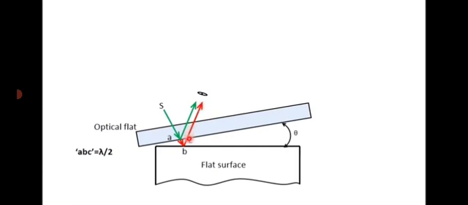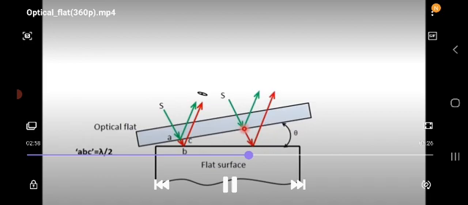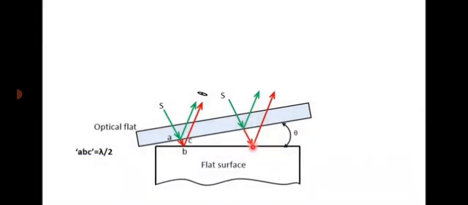Next, consider another light ray from the same source S falling on the optical flat at a small distance from the first one. This distance is very small; here I have drawn it far apart, but actually it is very small. Again some part of this ray is reflected from this point, and some is transmitted and then reflected at the flat surface at this point.